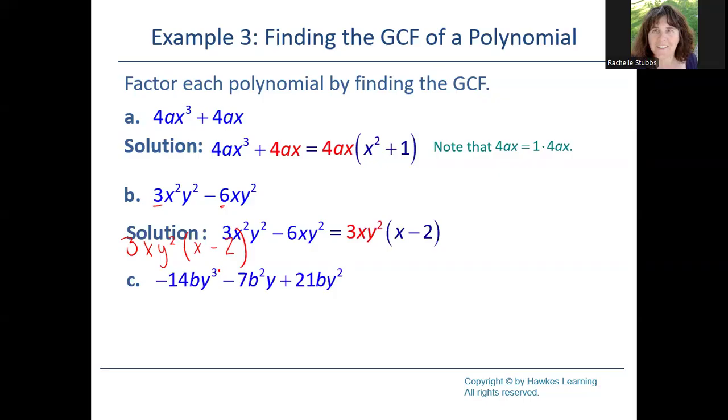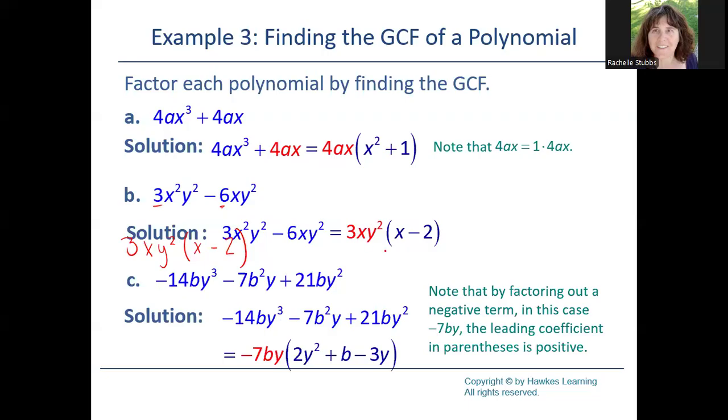Okay, on this one, I'm seeing 14, 7, and 21. Well, they all have a greatest common factor of 7. And they all have b's, and they all have y's. In fact, our greatest common factor, and there's a negative on my leading term, so I'm going to factor out a negative 7, b to the first, y to the first.